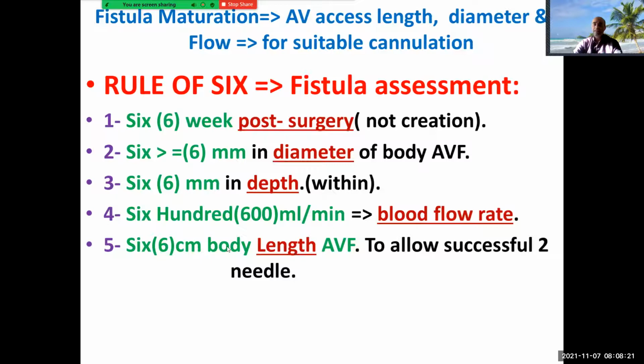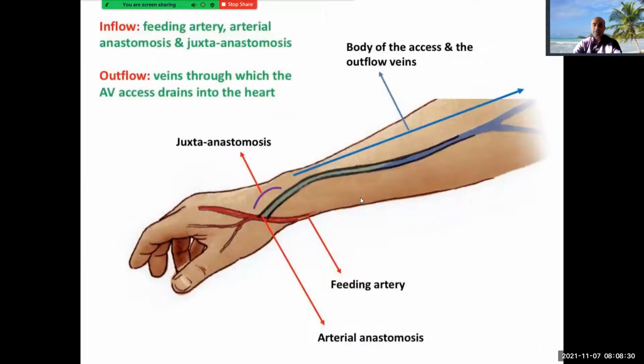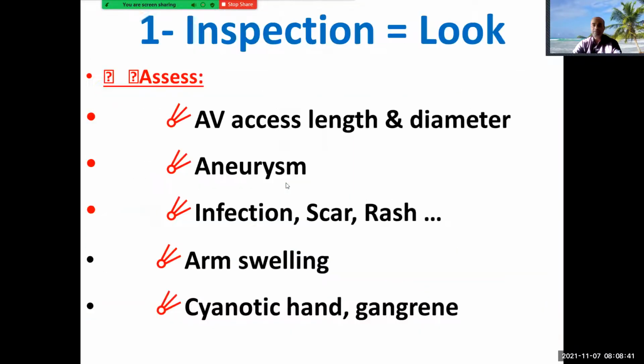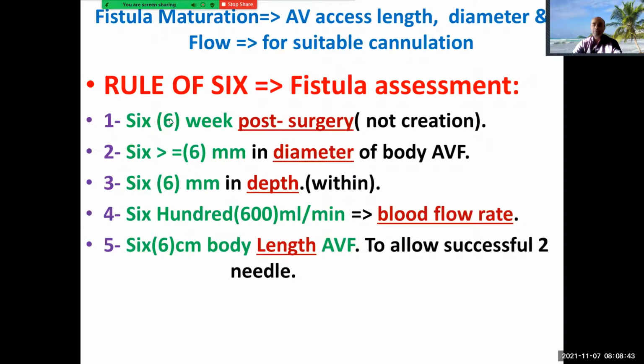At least the length of the body of your fistula, this outflow, this is a vein here. Wait, again, I will show you. The length of this body of the fistula should be at least 6 centimeters. This is the length of the body of your fistula, the body of your access. You should be at 6 centimeter. Okay, now the rule of 6 weeks post-surgery.